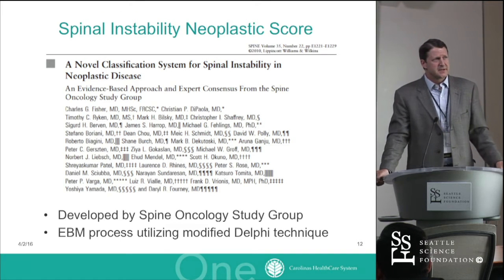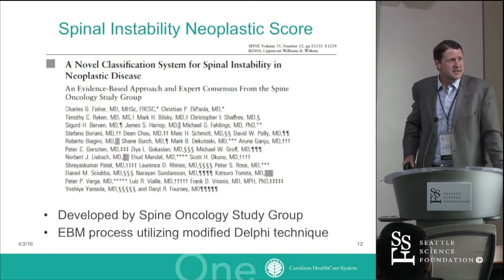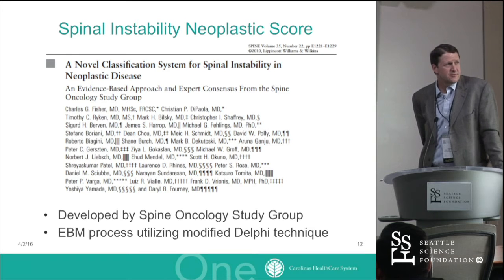So the Spinal Instability Neoplastic score, again, this was published in 2010, and Dr. Rhines was here. Jens, are you in this? I don't know if Jens was part of this.